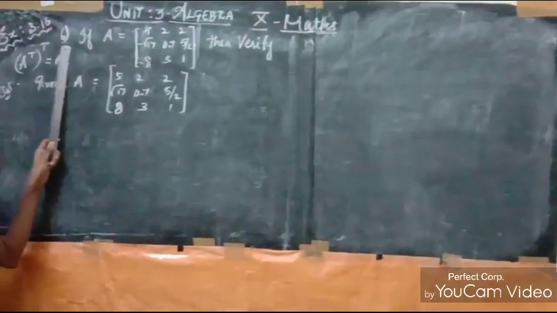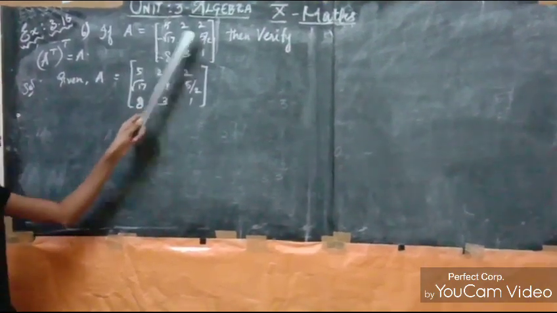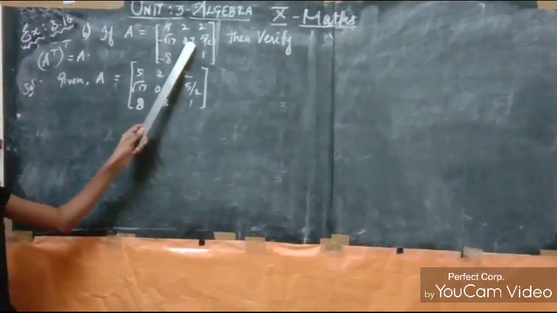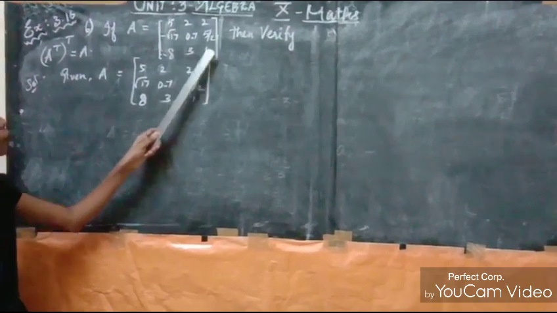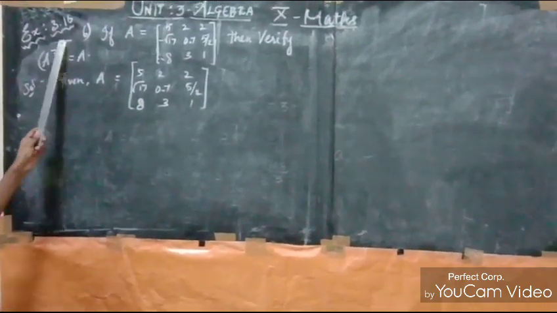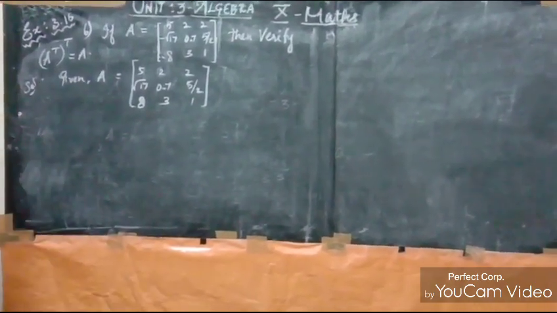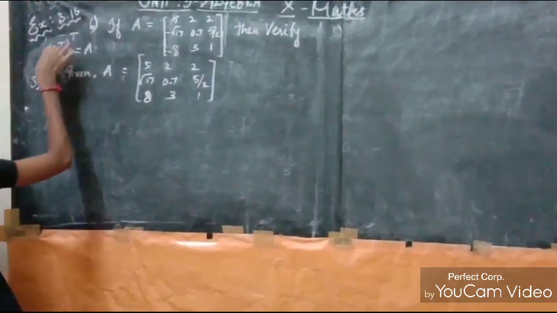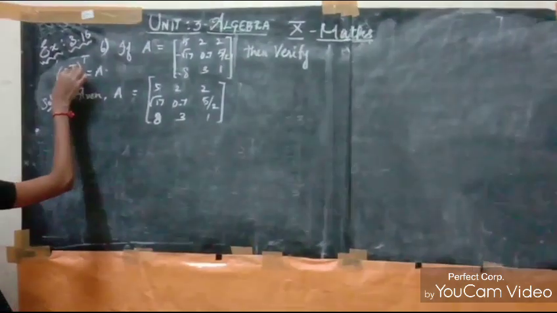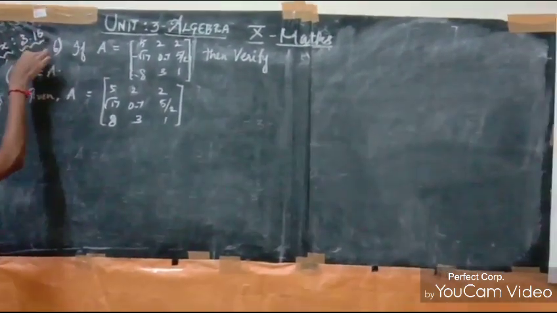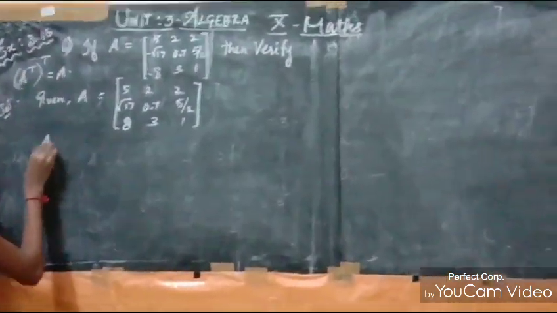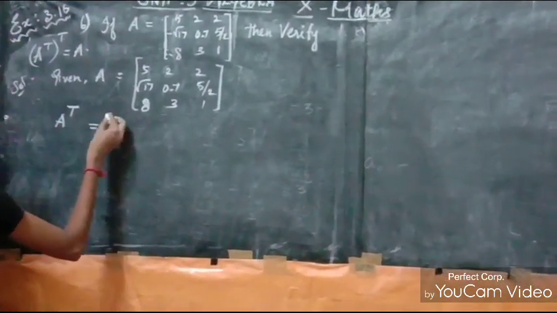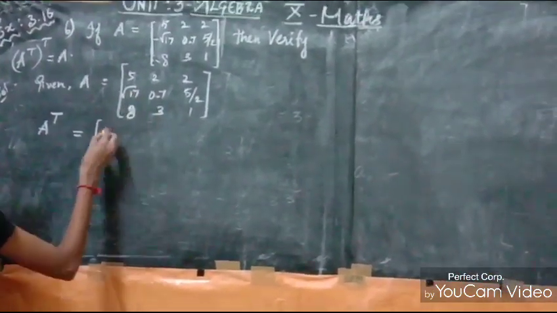Let's start the sixth sum. If A is equal to the given matrix with entries 5, 2, 2, minus root 17, 0.75, 2, 8, 3, 1, then verify that A transpose whole transpose is equal to A. Write the given value, then first find A transpose and then find A transpose whole transpose. First find A transpose: interchange the rows and columns.